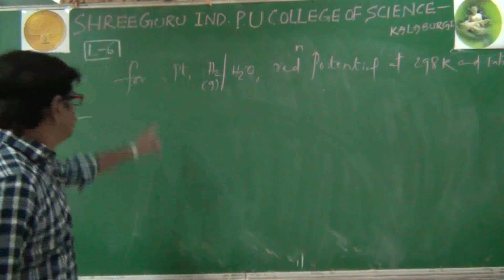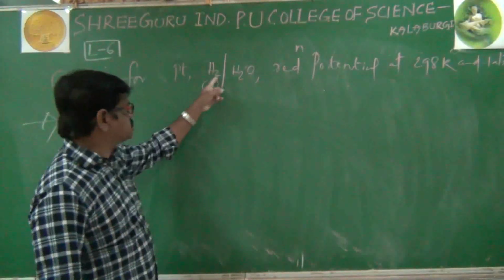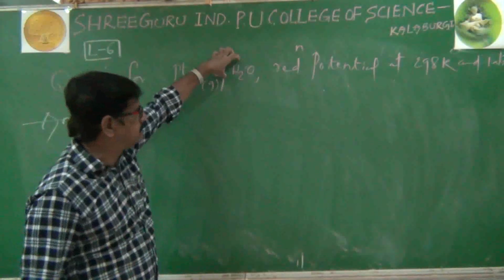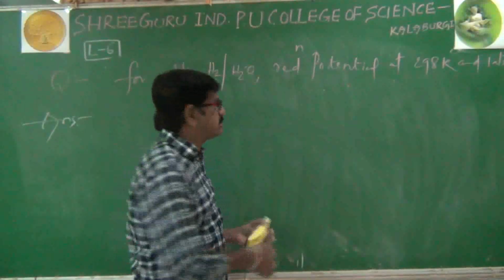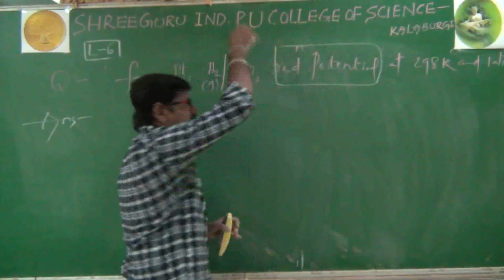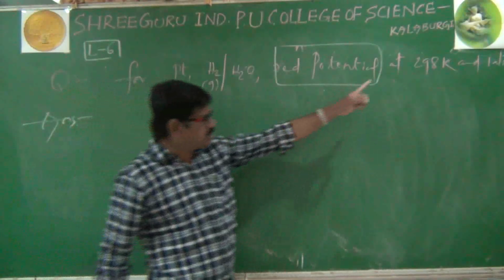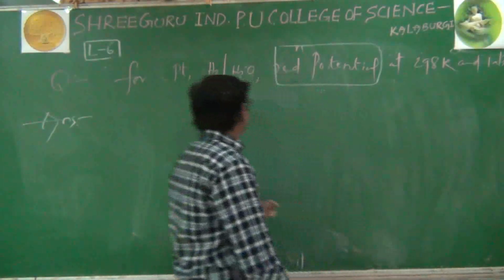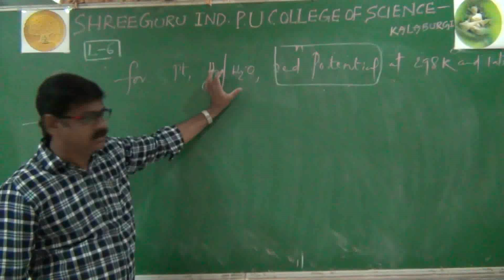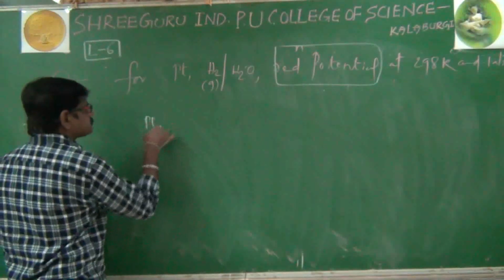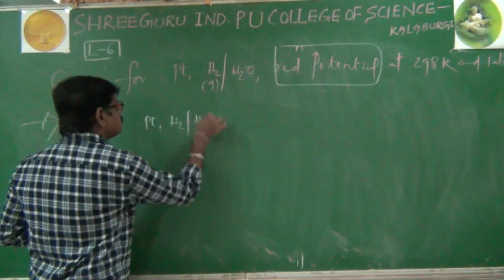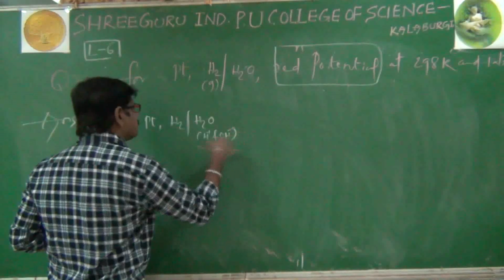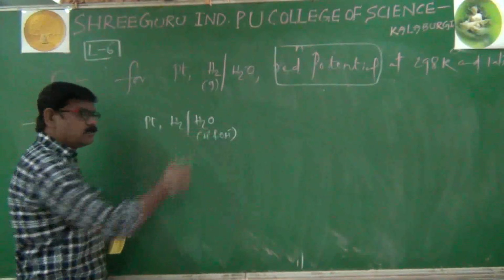Once again, here for platinum | H2 || H2O, H2 || H2O is nothing but again a hydrogen electrode only, and it is asking particularly for the reduction potential of the hydrogen electrode at 298 kelvins and 1 atmosphere pressure. First I will try to understand the symbol. H2O contains, already known to you, H plus and OH minus ions.